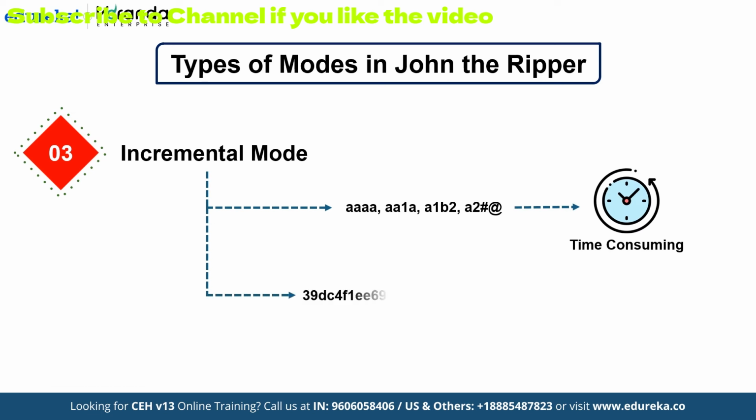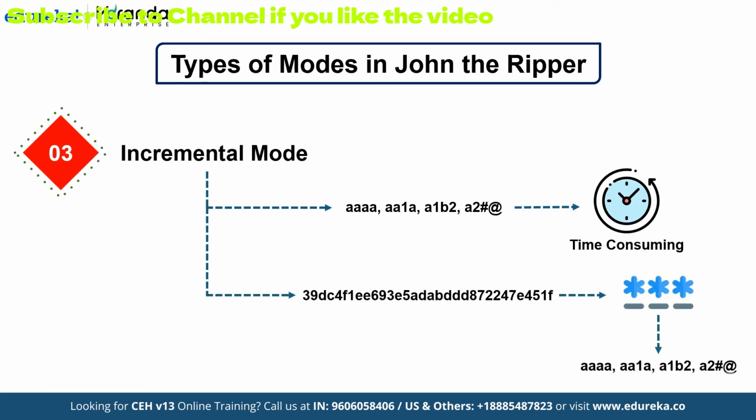So let's say you have a hash for a password, but you know it's only 4 characters long. So using incremental mode, John will systematically try combinations something like this, as you can see on the screen. So if the password is Q2MAT, incremental mode will eventually identify it, even though it does not rely on a predefined word list. However, due to the sheer number of possible combinations, the time required increases significantly as the password length increases.